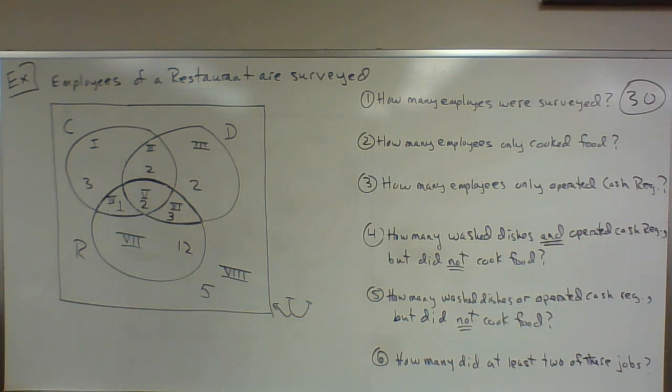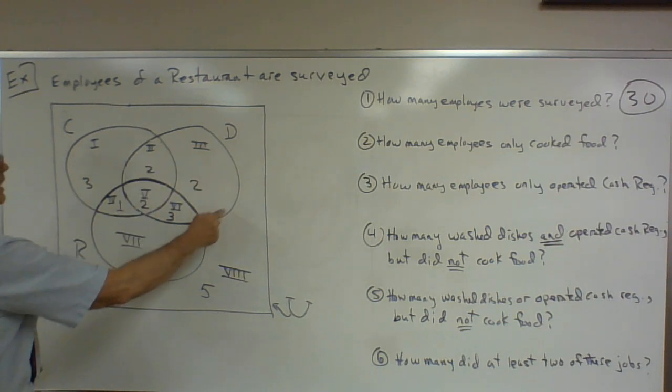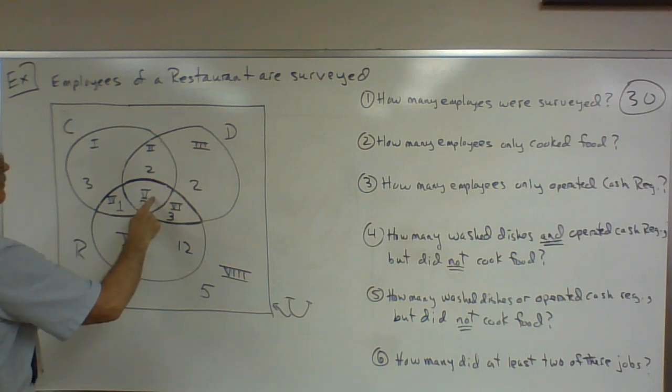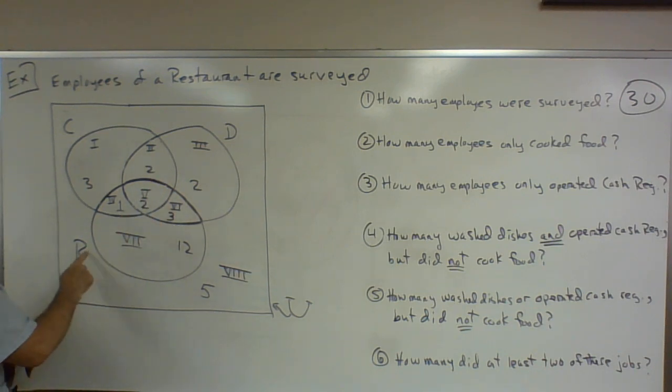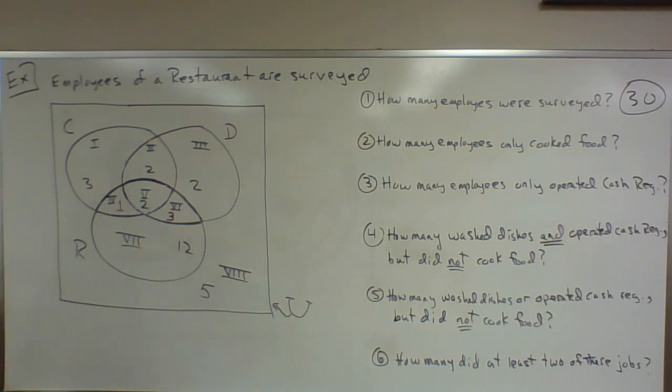How many employees only cooked food? Now the food cookers are in the C circle. And the ones that only cooked food are not in any of the other circles. The employees that only cooked food are in the C circle, but they're not in D, so they're not in region 2 or 4 or 5, and they're not in region R, the cash register people, so they're not in region 4 or 5. Okay. The people who only cooked food are in region 1. Region 1 are the people that cooked food and didn't do anything else. That's 3.